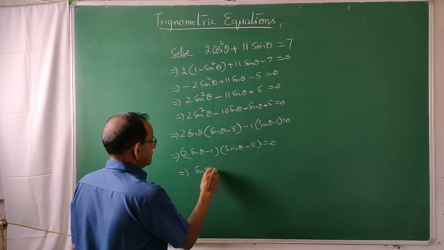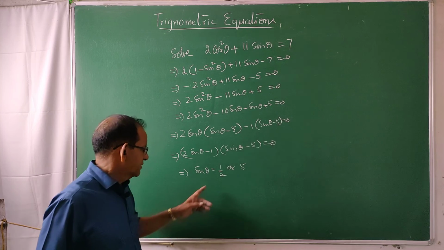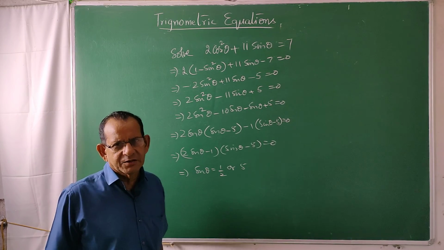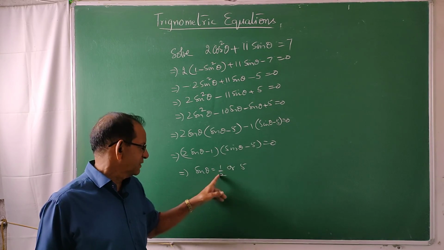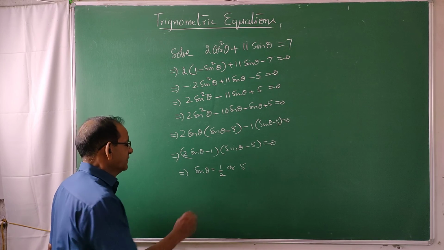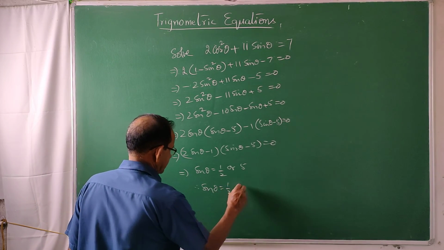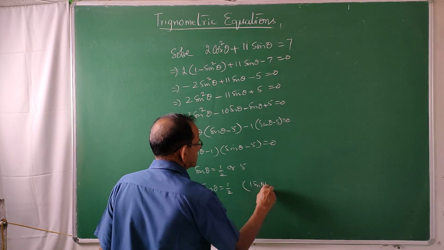sin theta is equal to 1 by 2 or 5. But can we take 5? Because modulus of sin theta should be less than or equal to 1, but this is 5, more than 1. So we have to reject this. Only you have to take sin theta is equal to 1 by 2. Therefore sin theta is equal to 1 by 2, because modulus of sin theta should be less than or equal to 1.